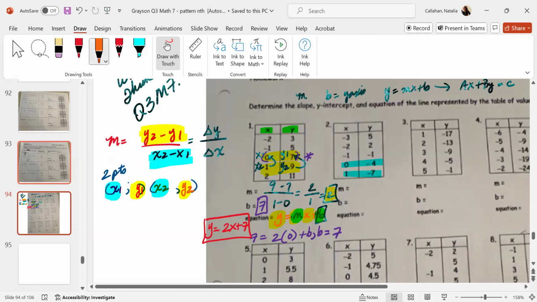Okay. Slope is -7 plus 4 over 1 minus 0, which is a negative 3 over 1, which is negative 3. Okay? Is that what you have? Yes? Negative 3? Negative 7 minus negative 4 is a negative 7 plus 4, which is a negative 3. You got to be careful with the negatives.